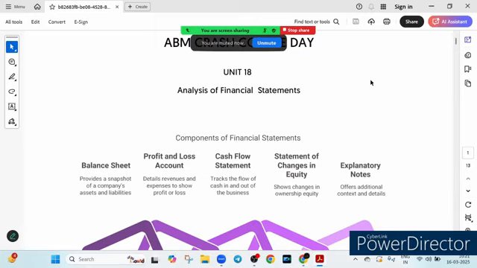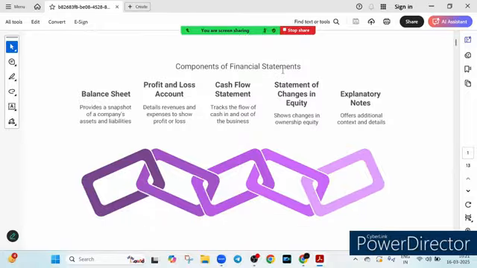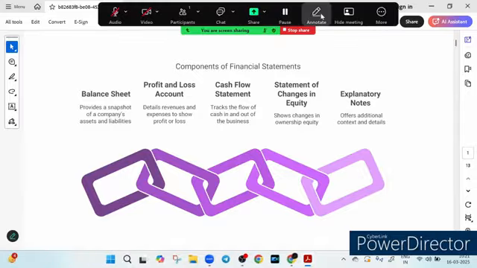So the first topic is understanding the financial statement. Have you ever wondered how business keep track of their financial health? Let's break it down into 5 essential components that form the backbone of financial statement.